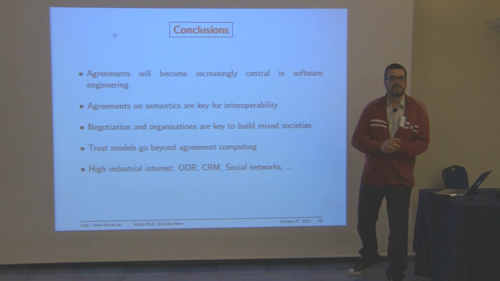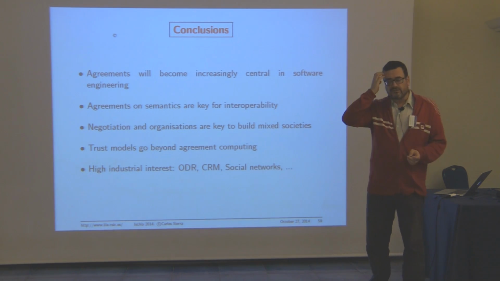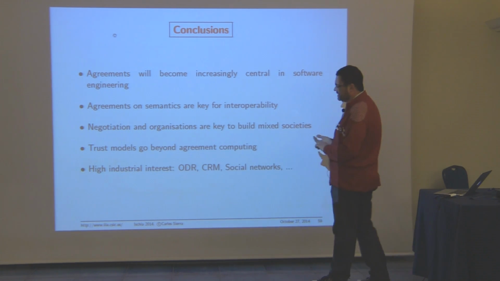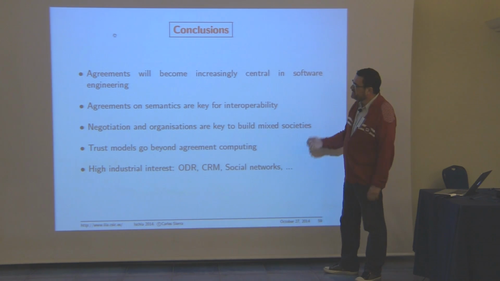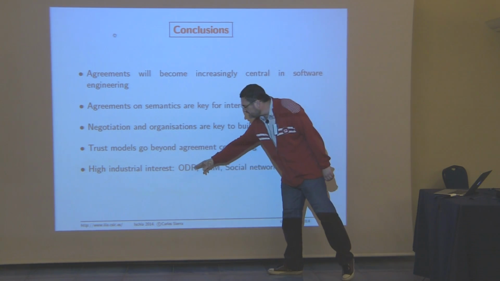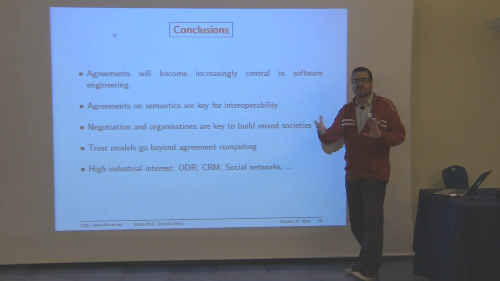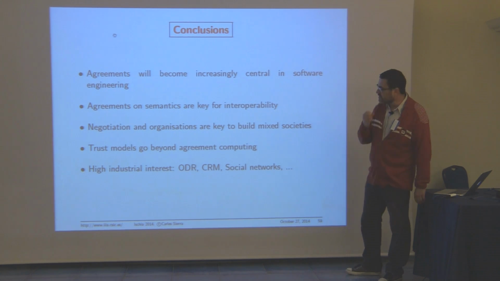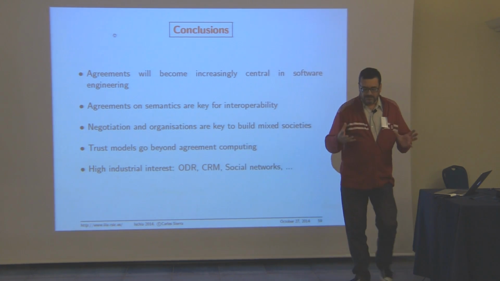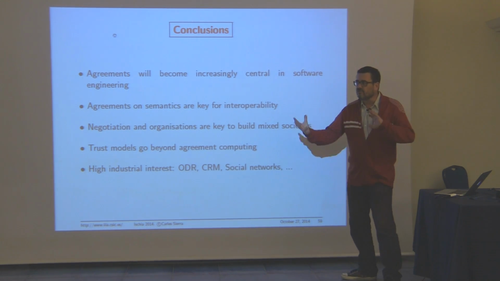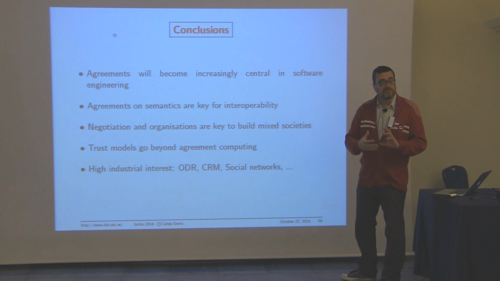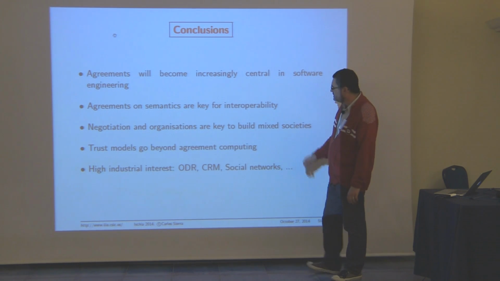I mean, trust models is one of these byproducts of this research that can be used in recommender systems, in e-commerce, in many other applications. And there is a high industrial interest on agreement computing in general, in online dispute resolution, how to solve conflicts of people interacting by electronic means, or customer relationship management. So how do you decide which provider you're going to use at every moment? I mean, with whom are you going to negotiate, in which terms, under which conditions? What's the level of trust you have on that?